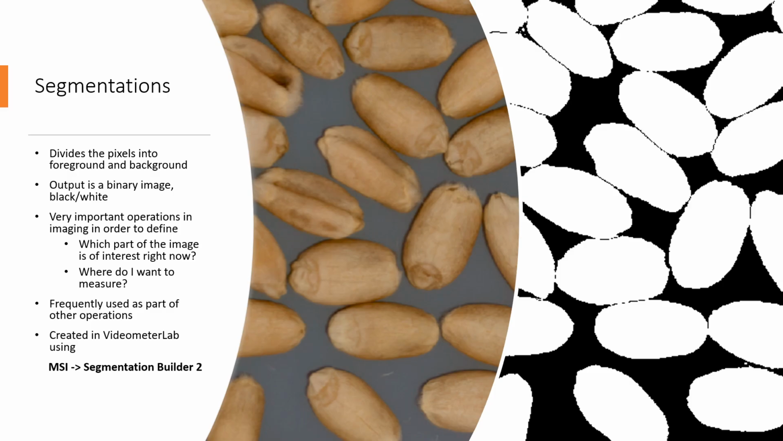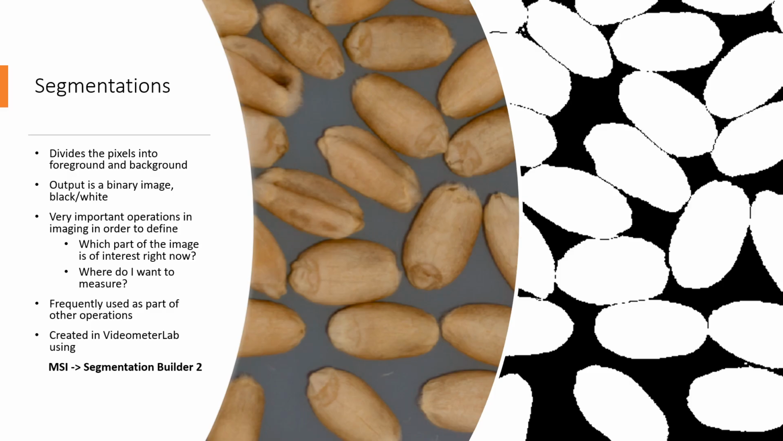So first I would like to explain segmentations. They divide an image, as you can see here, the wheat kernels on a bluish background in the center of this slide, and make wheat pixels white, which is the foreground, and the bluish pixels black, which is the background. So the output is a binary image with only foreground or background in every pixel, and that shows us where the wheat kernels are and where we want to measure.